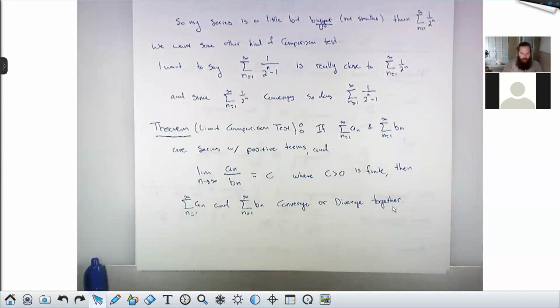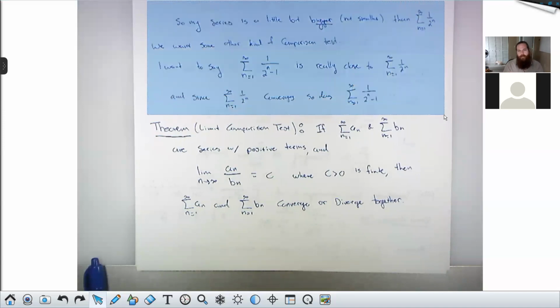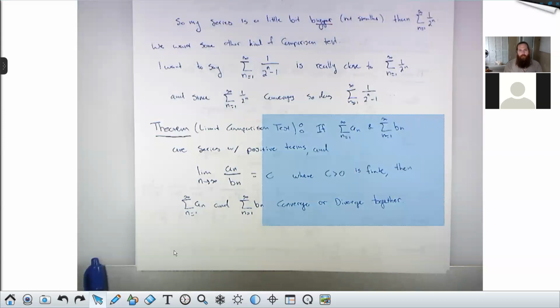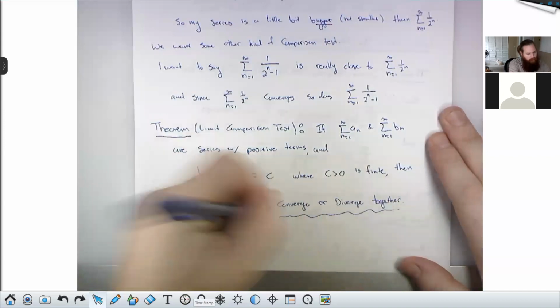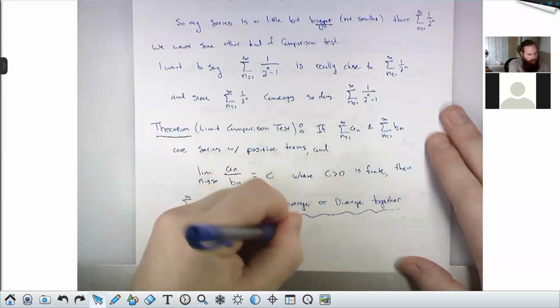So first, get it down in your notes. Make sure you have this discussion in your notes so you can review it. You'll want to think about why the DCT doesn't work here and why we come up with something like the LCT. And then make sure you have this written down really clearly in your notes. What I mean by converge or diverge together is that they do the same thing.